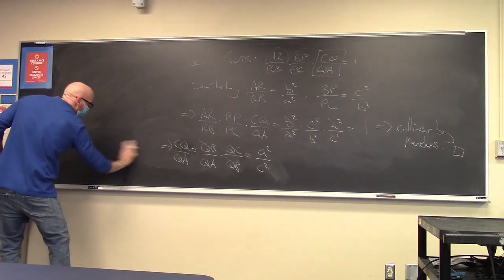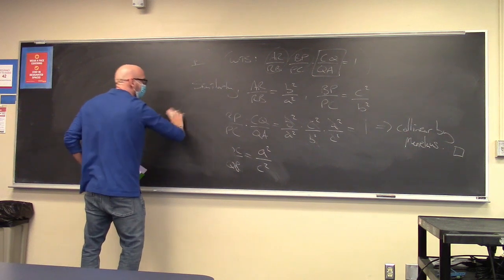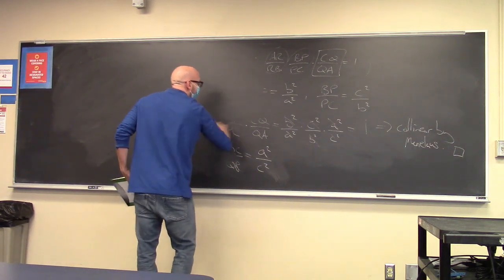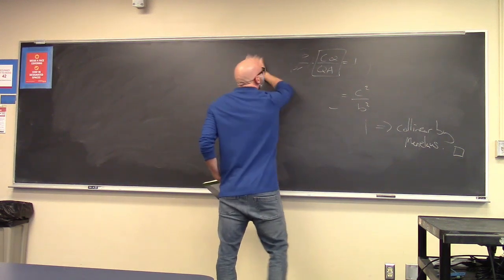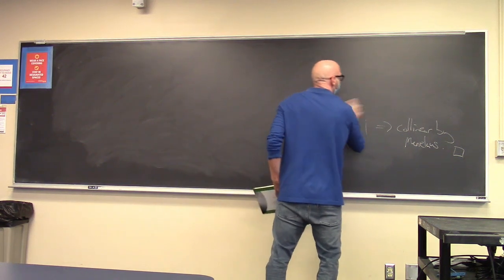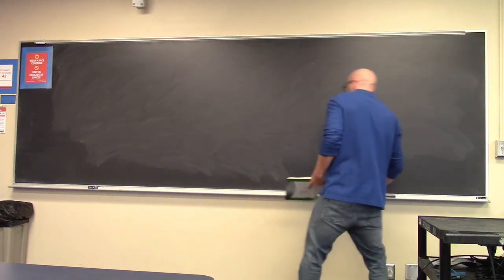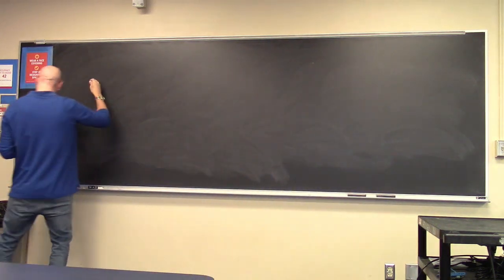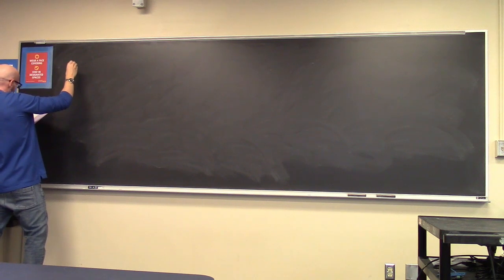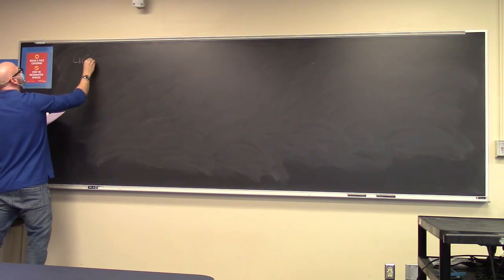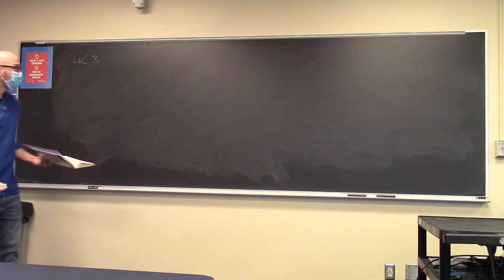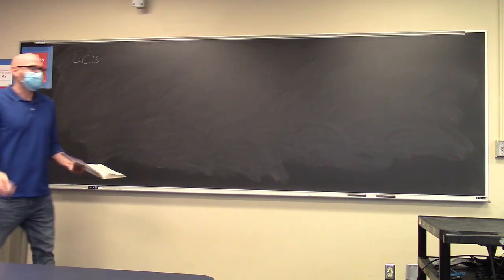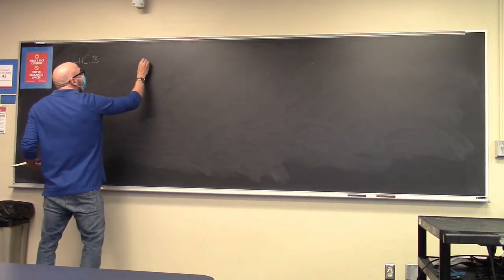Showing that O and H are isogonal conjugates. So what is this? This is 4C.3. Again, I modified it slightly. It says just do it for the case where the triangle is not a right triangle. Don't worry about thinking about the obtuse case. So just stick with an acute triangle.